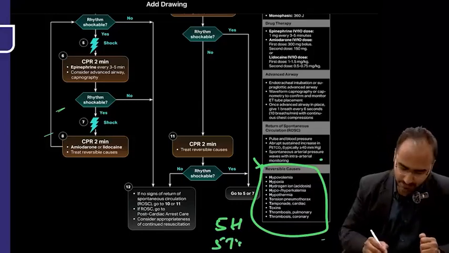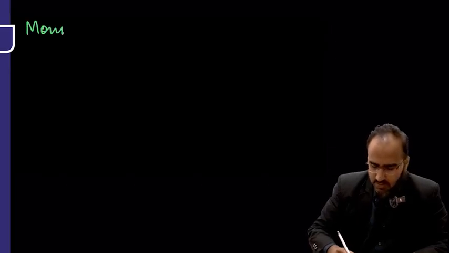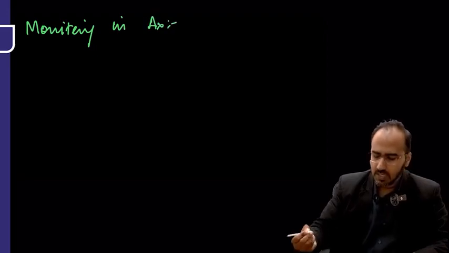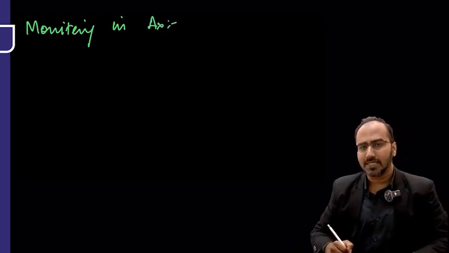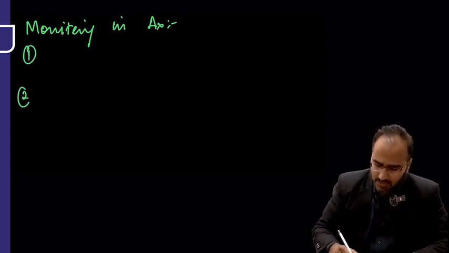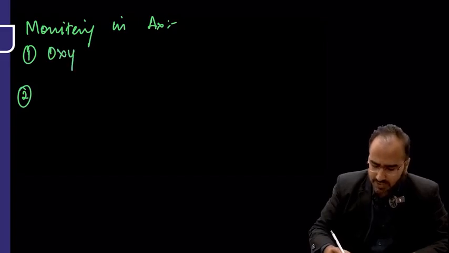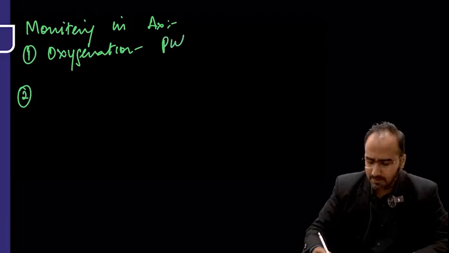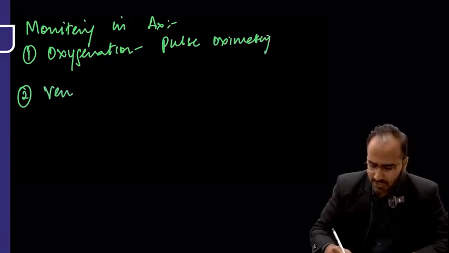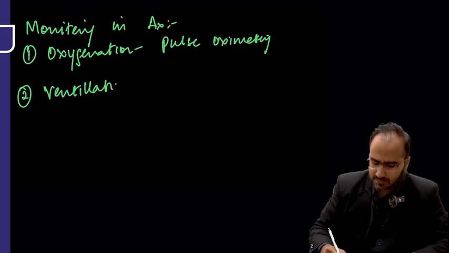Okay. Now guys, the next thing that we need to discuss is monitoring in anesthesia. So what are the things that you monitor in anesthesia? You monitor the patient's oxygenation. How will you monitor the patient's oxygenation? By pulse oximetry. Simple guys. Second thing you monitor is the patient's ventilation.